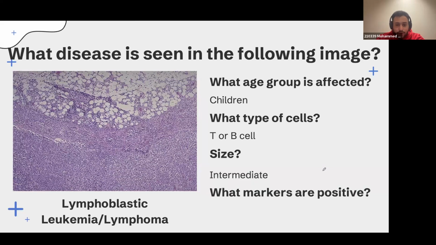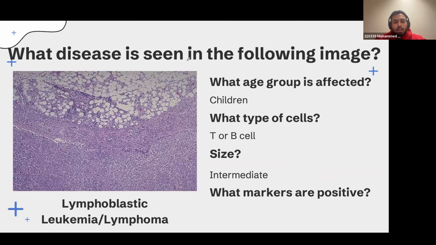Size, they're intermediate. And now markers. Now, before you tell me the markers, which is very simple for this one, I want you to tell me, if this is a lymphoblastic leukemia or lymphoma, what's the most important marker to tell me that this is lymphoblastic? TdT. Okay. TdT, once it's positive, think lymphoblastic, either leukemia or lymphoma. That's high yield, very, very high yield.